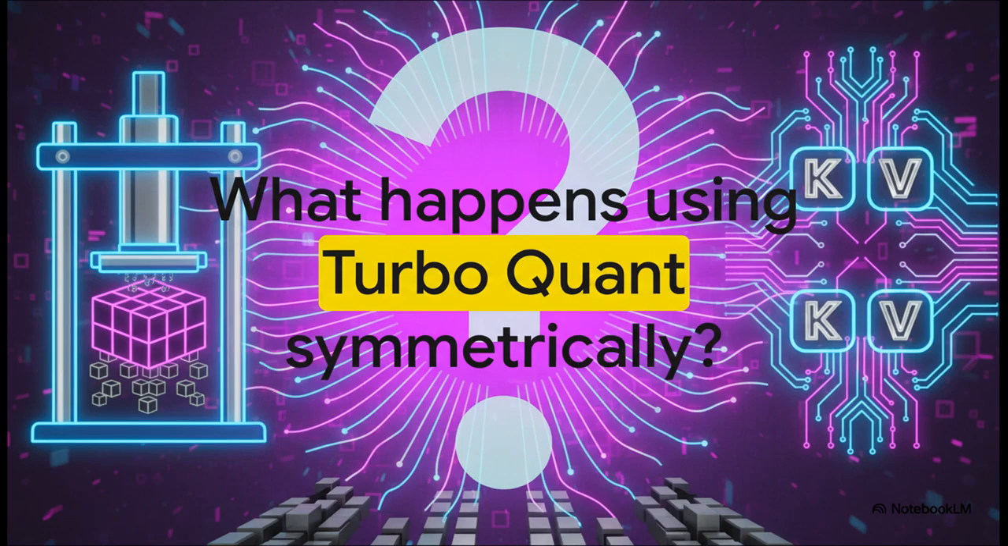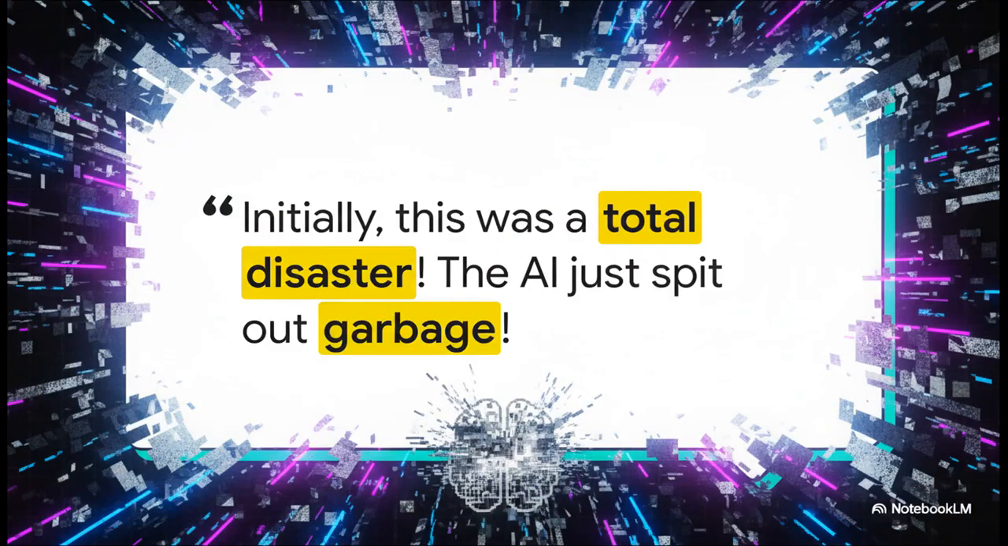Well, the KV cache is made of K keys and V values. So what happens during our first attempt when we use Turbo Quant symmetrically? Meaning, what if we aggressively squash both the K and the V parts of the cache equally at the exact same time? Well, initially this was a total disaster.